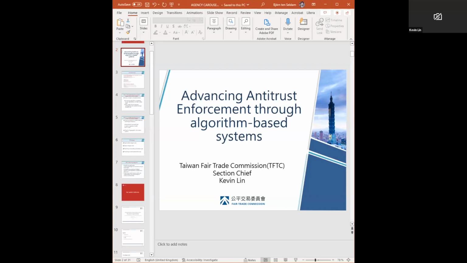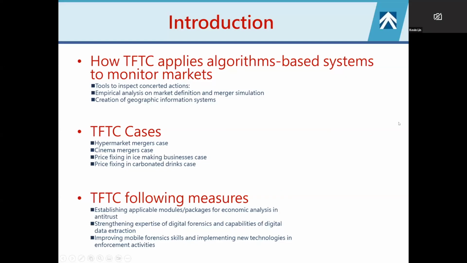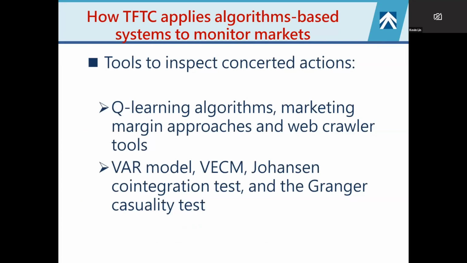Next slide, please. My presentation will be divided into 3 parts. First, how the TFTC applies algorithm-based systems to monitor markets. The second part is our competition enforcement activities. And the last part is the TFTC following measures. Next slide, please. In 2022, the TFTC collaborated with external experts and economists to develop algorithm-based systems that were designed to monitor major daily necessities such as soybean, wheat, corn, and eggs.